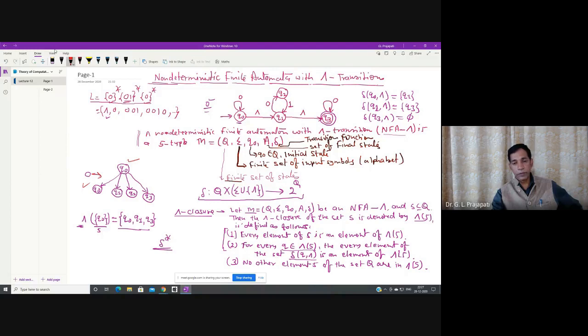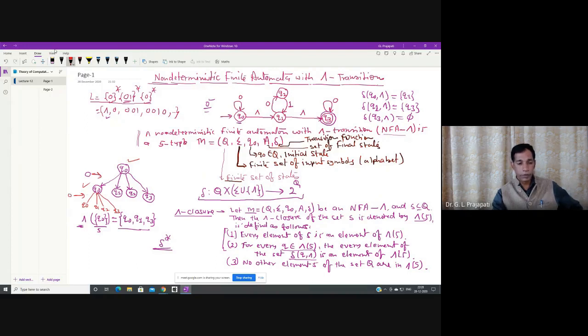This is the way we have computed. Similarly, the machine can read the other input, 0. After 0 you can have further 0. If you are at q0 and you have the 0, the machine can go to four places: q0, or q1, or q2, or q3, if you have the 0 again.